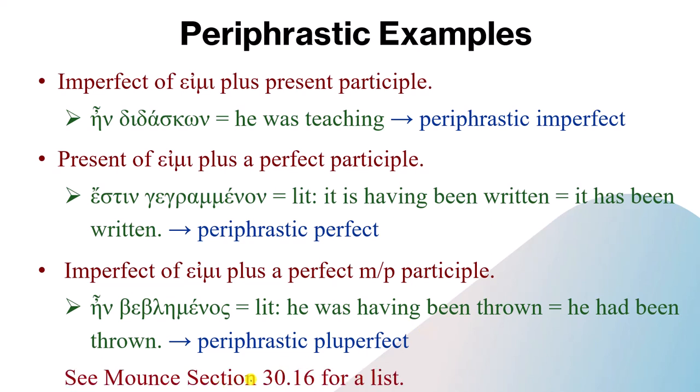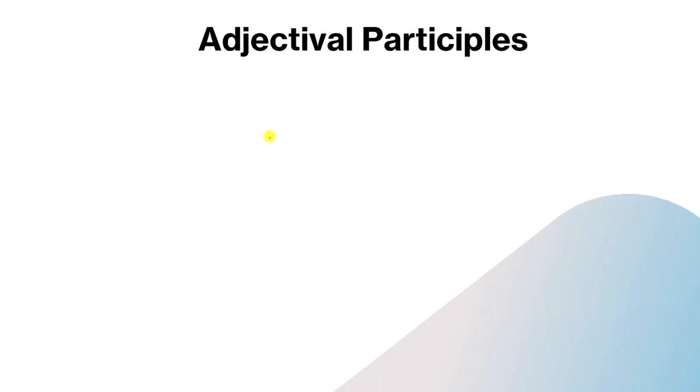Mounce talks about 6 of them in section 30.16 of his book. It is worth being familiar with these because they occur regularly in the New Testament. We're going to touch on adjectival participles. Actually, we've introduced them already and we've seen examples of them already.